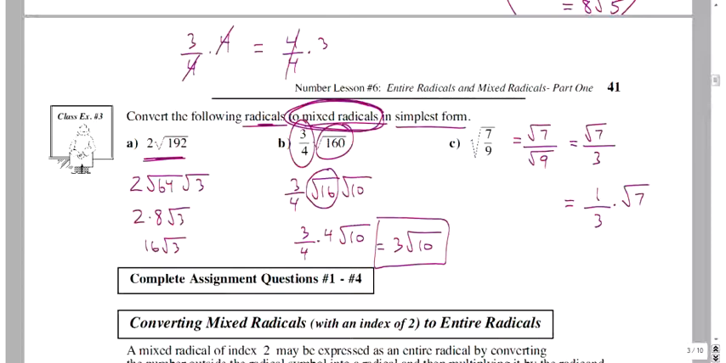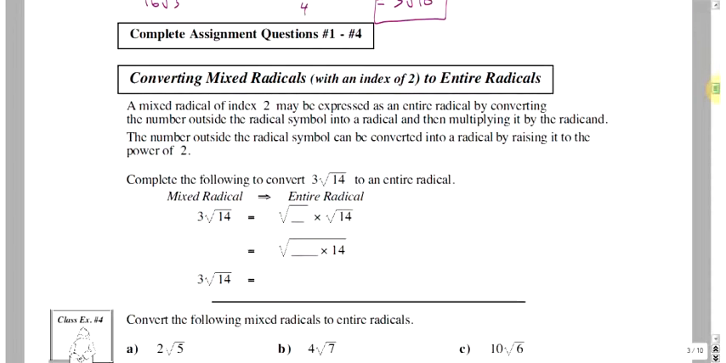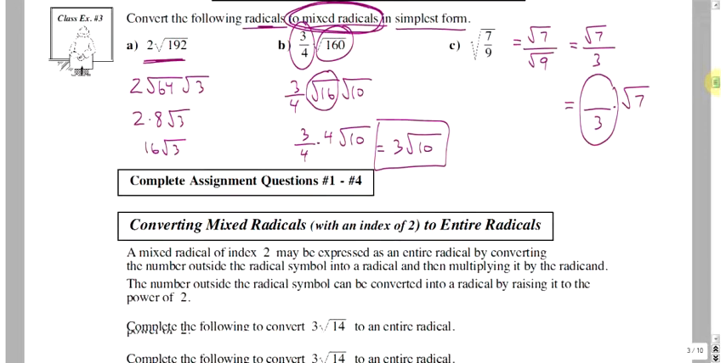What's the number in front of that root 7? 1/3. That's the same as this. Do I have to have the 1 there? No. There is a number in front of this root 7. It is 1/3. Root 7 divided by 3 is the same thing as root 7 times 1/3. That's all converting and simplifying it.